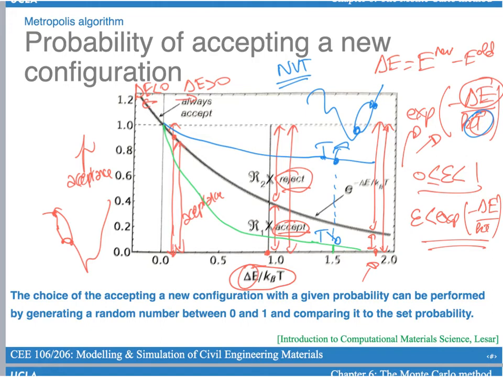And this comes from the fact that, again, a real system in the NVT ensemble will have a higher probability of accessing high energy configurations if the temperature is higher. But if the temperature is lower, then the system will have a much lower probability of accessing those high energy states, and will mostly remain stuck in the low energy configurations.